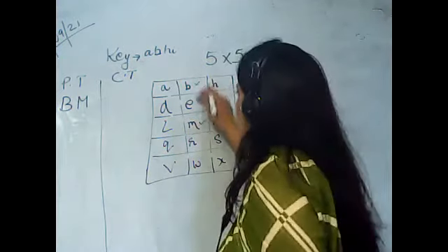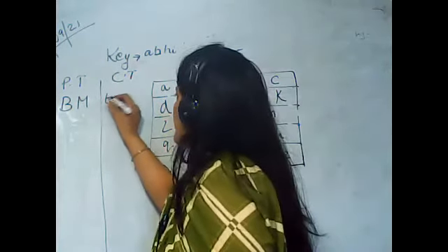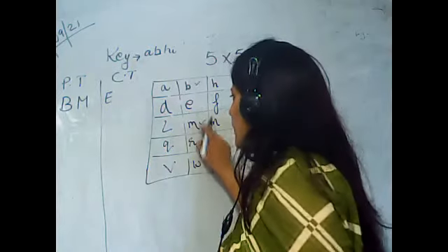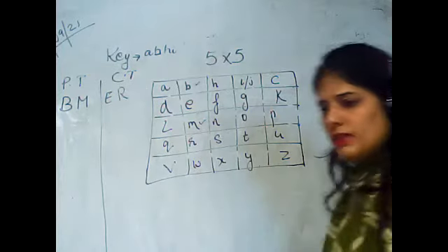So what is the element below this B? That is E. So we are writing it like this, E. And below this M, which alphabet is present? That is R. So this will be the answer.